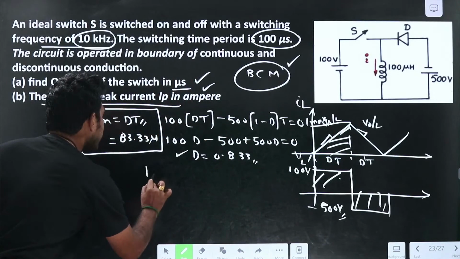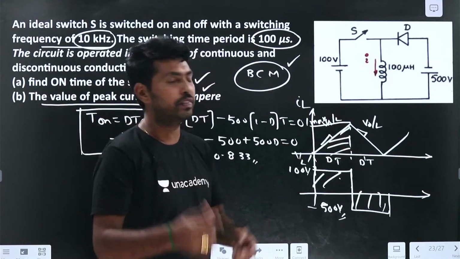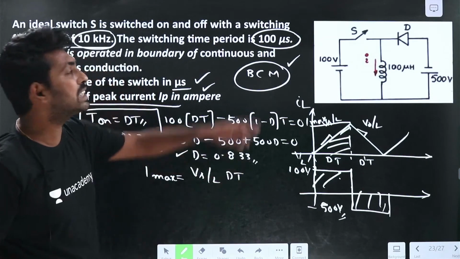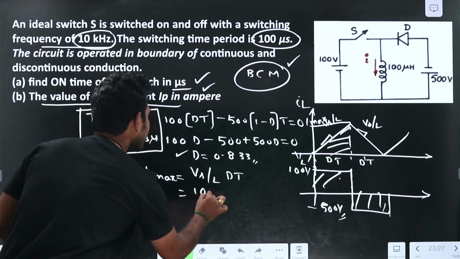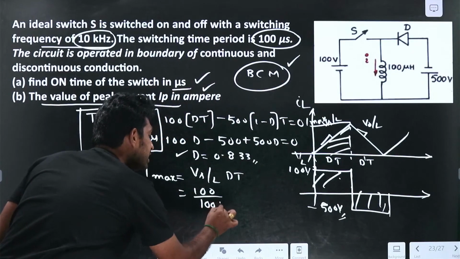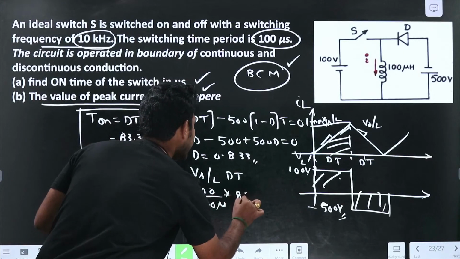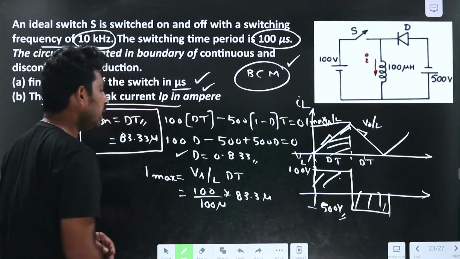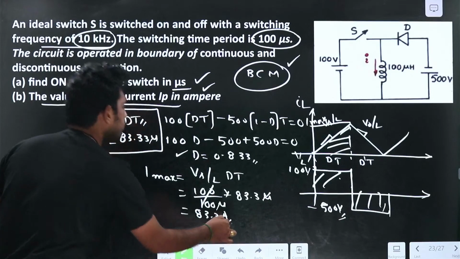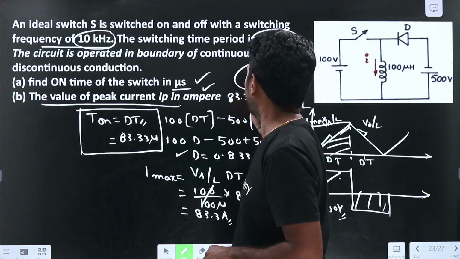Now if I find the Imax from this, Imax by dt equal to Vs by L. The slope will be Vs by L. So Vs by L into dt. Vs is 100 volts, the L value is 100 microhenry, and we got dt as 83.33 microseconds. So the current will be 83.3 amperes. So this answer will be 83.33 amperes.